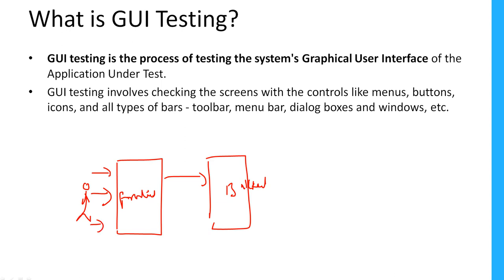So GUI testing means we need to verify each and everything, the look and feel of the application, like colors, alignments, arrangement. All these things come under GUI testing. GUI testing involves checking the screens with the controls like menus, buttons, icons, and all types of toolbars, menu bars, dialog boxes, windows, and so on. These are all the first elements which can attract the user. Unless your application is very attractive, the user will not wish to work on your application, right? So the first main focus of the user is your application's look and feel.